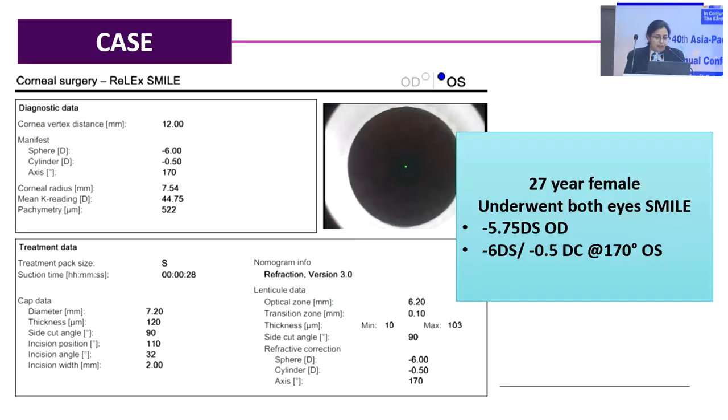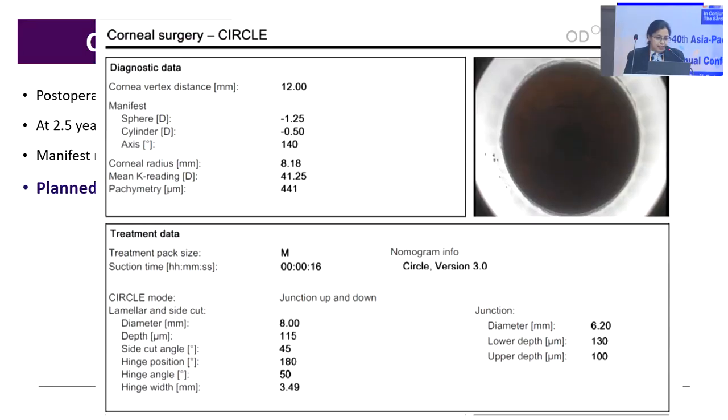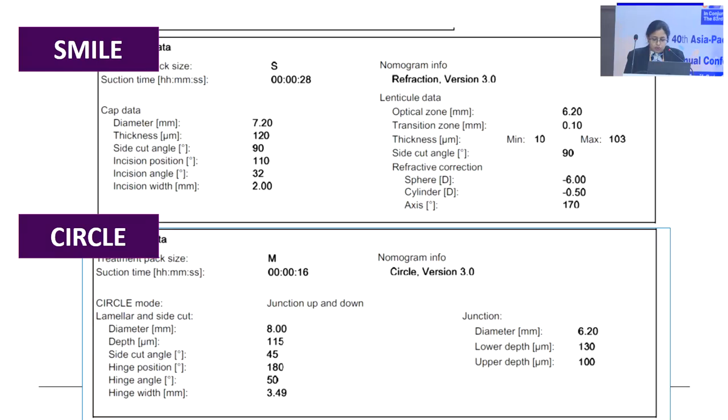So just a case example of a 27-year-old female that underwent bilateral SMILE for minus 5.75 diopters in the right eye, minus 6 with 0.5 cylinder in the left eye. At 2.5 years, there was diminution of vision in the left eye with a manifest refraction of minus 1.25 diopters sphere and minus 0.5 diopters cylinder. Enhancement was planned for the left eye using a circle pattern. So these were the parameters kept for circle pattern.